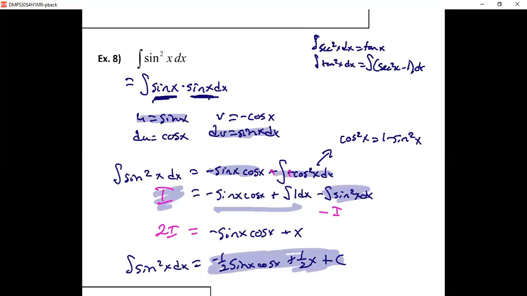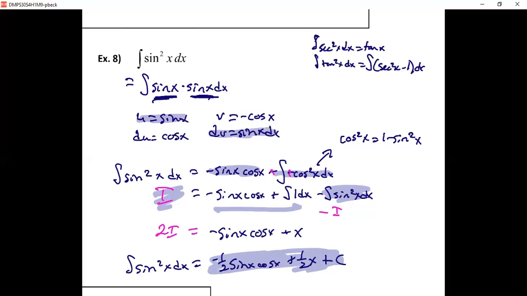Something I didn't mention, which I should have before: usually I'm a very big stickler for making sure, as you're going through your integration process, that you add C the moment after integration. When it comes to integration by parts, especially if you have to do multiple integrations by parts, it tends to get really, really messy.